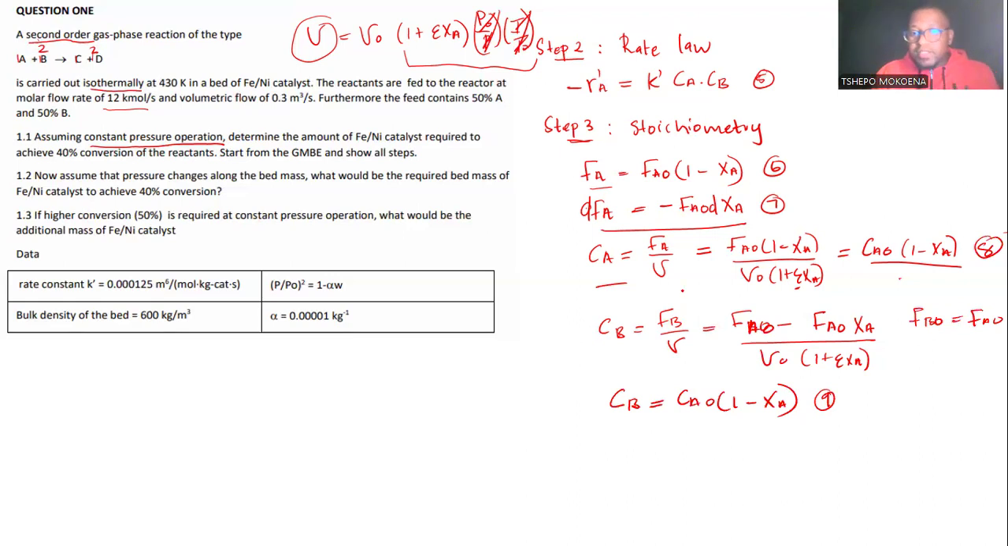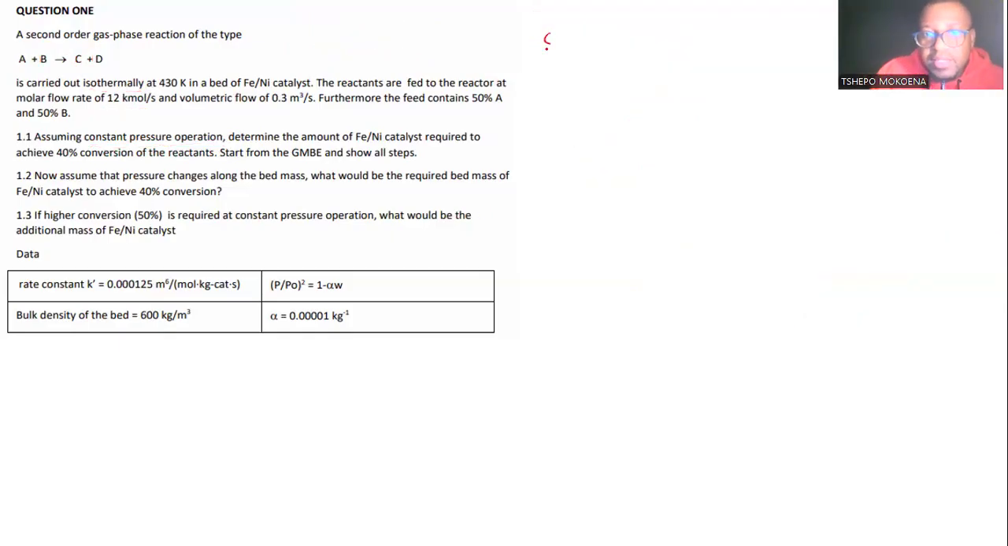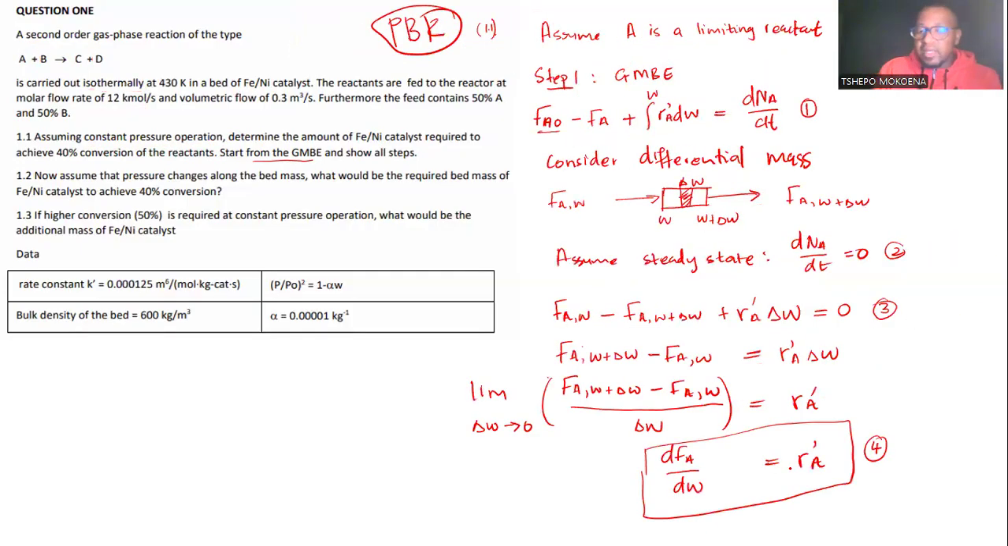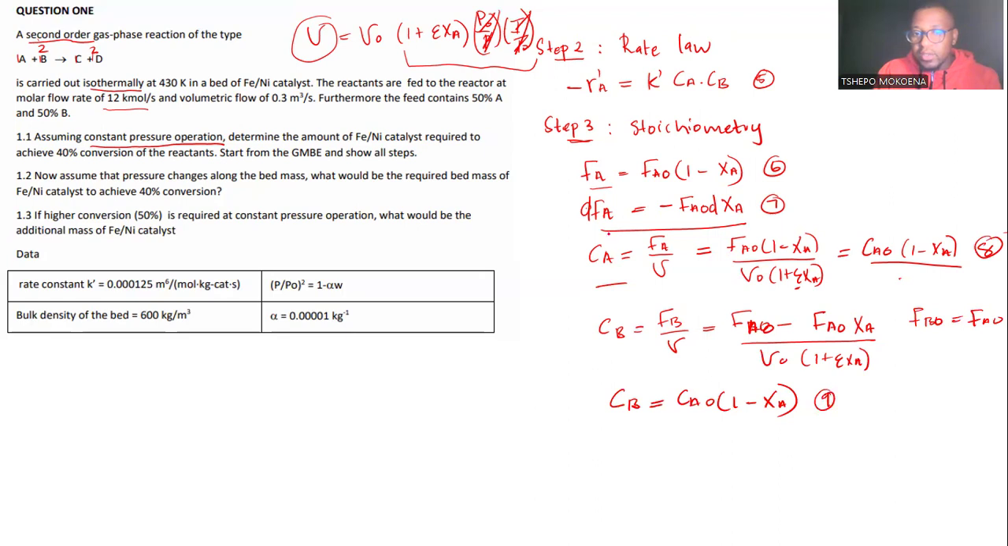And then after dealing with the stoichiometry, where are we going? Step number 4. Most definitely, what are we going to do? We're going to combine all of the steps. How are we going to combine them? Let's go back. You start firstly by looking at your design equation. On this place of dFA, what are you going to write? You're going to write equation number 7, meaning negative FAO dXA.